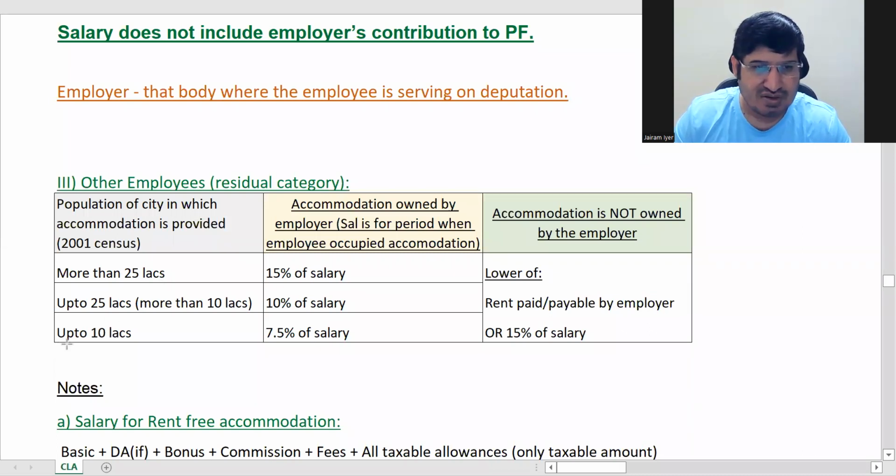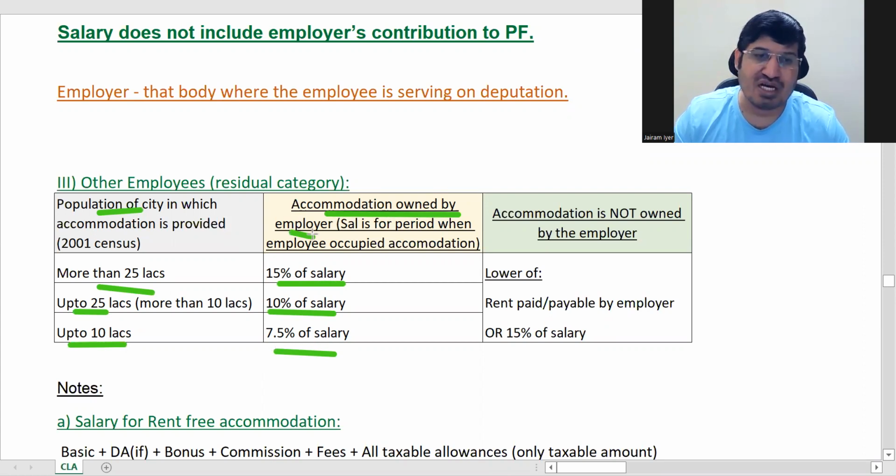Right. So here you can see population of city up to 10 lakhs, up to 25 lakhs, more than 25 lakhs. Same. Okay. 7.5%, 10%, 15%. Now here it is accommodation owned by employer. But it is possible that the employer himself has hired that accommodation. Ho sakta hai ki employer ne khud kiraye mein liya ho accommodation ko. So that will be called as accommodation not owned by employer.